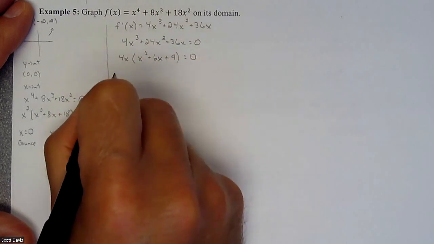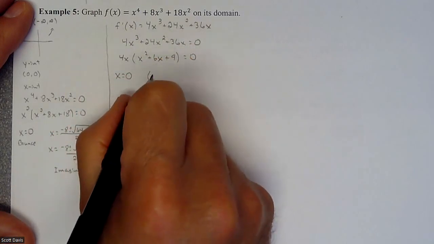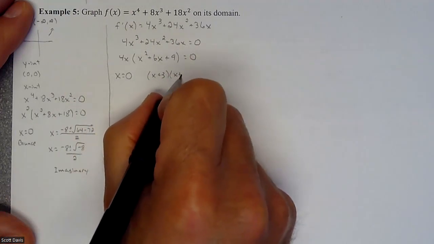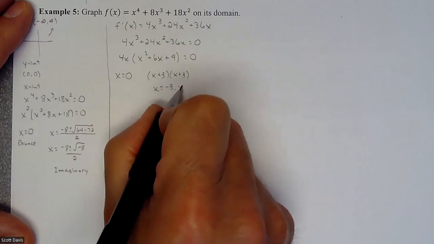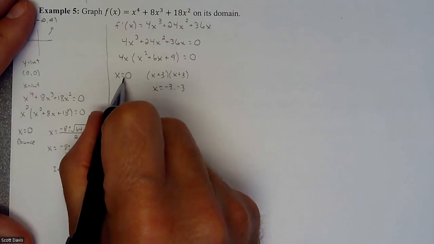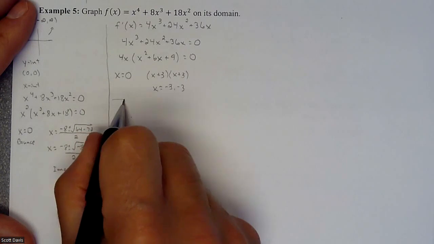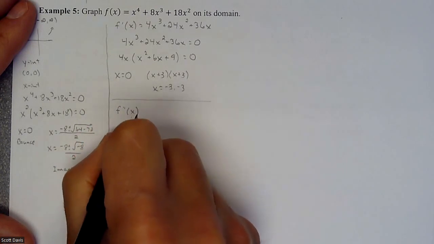And so if we set that equal to 0, we get a solution of 0. This factors into x plus 3 and another x plus 3. So x equals -3 and -3. All right, so we got critical numbers slope-wise, first derivative-wise of 0 and -3. Let's do our second derivative. See what critical numbers we get out of that.